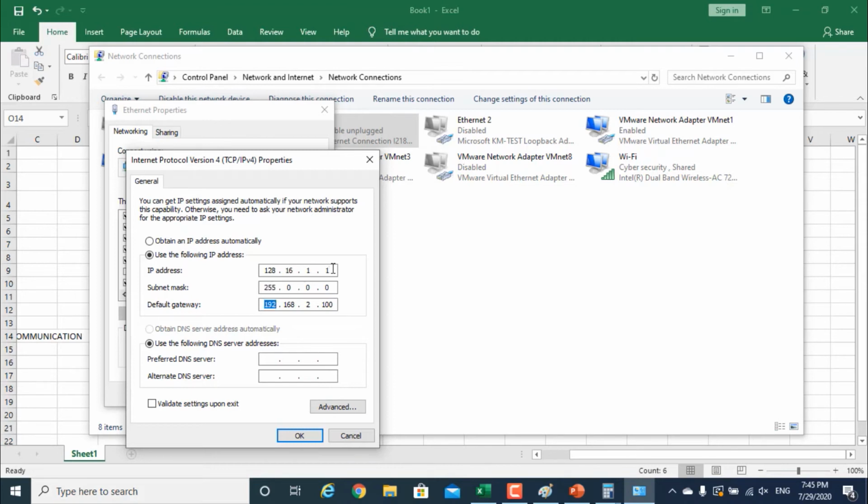Let's say I will assign the subnet mask. I will say what the subnet mask is, 255.255.0.0, and the IP 128.16.1.100. So you're just assigning like this only. But right now you don't know what the default gateway or subnet mask is. I will tell you what they are.